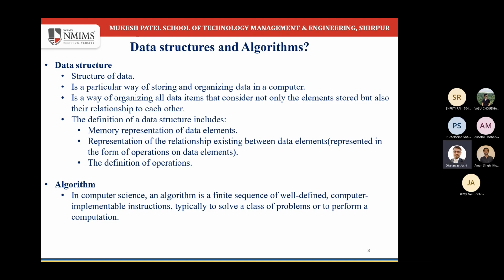Okay. So what it includes, it not only includes memory representation of elements. The misconception of data structure is that it is only how the values are being stored in memory. That is certainly part of the definition of data structure, but it is not only that. It also includes how those elements are related to each other. The relationship amongst those data elements is also part of the definition of data structure. And that relationship among the data elements of a data structure is represented in the form of operations on elements.